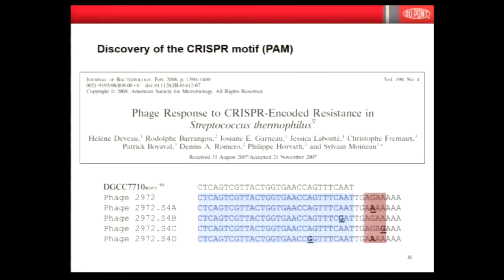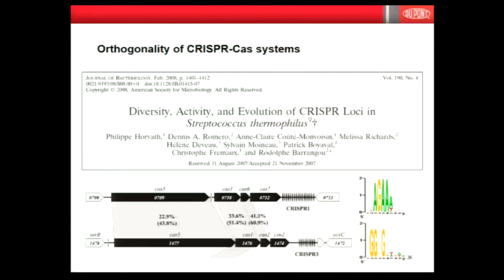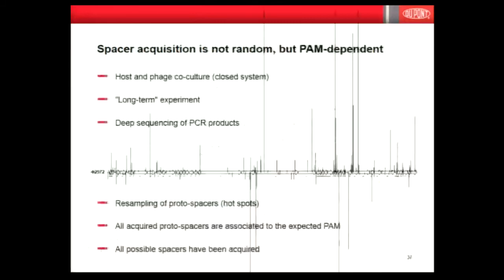But in most cases, the mutation occurred in a sequence adjacent to the spacer matching region. And this has been called the CRISPR motif and later the PAM, which is very important currently in genome editing applications. We also showed that the two type 2 systems had different PAMs, showing that those systems are really independent.